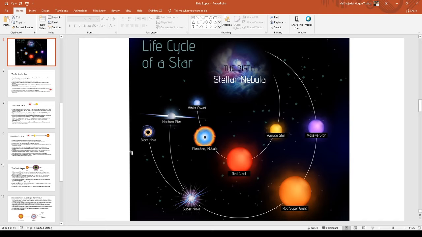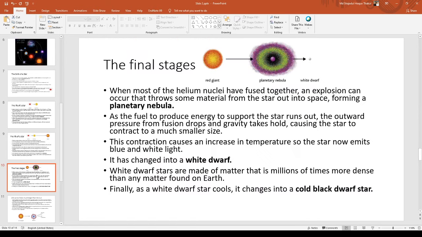Okay, so we are studying the first one. From average star it will become a red giant. Up to this we covered in last class how it turns from an average star to a red giant. Today we're going to talk about the rest of it, red giant to white dwarf. So let's just get into it.